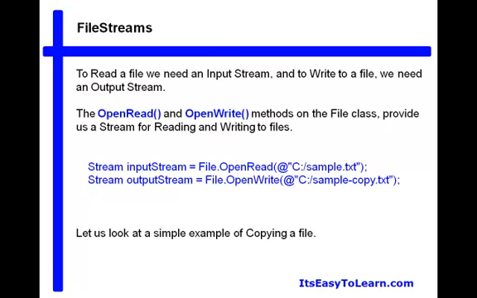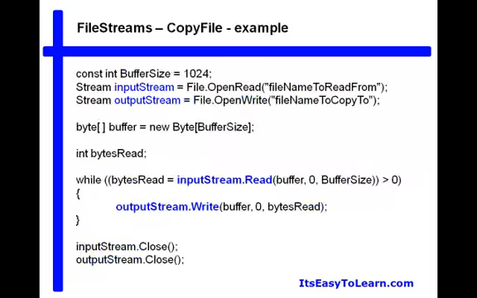For example, let's say I have a file sample.txt. Now, if I want to get a stream on this file for reading, I would call the OpenRead method. Similarly, if I want to open a stream on this file for writing, I would call the File.OpenWrite method. Okay, so let us look at a simple example of copying a file. Here is a copy file example.